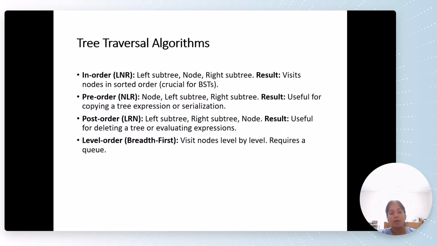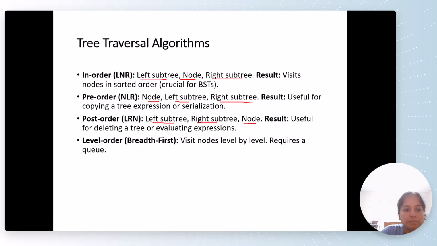Tree traversal algorithms. If we traverse the tree in the sequence of left subtree, then node, then right subtree, it is called in-order. Pre-order is node, then left subtree, then right subtree. Post-order is left subtree, right subtree, node.